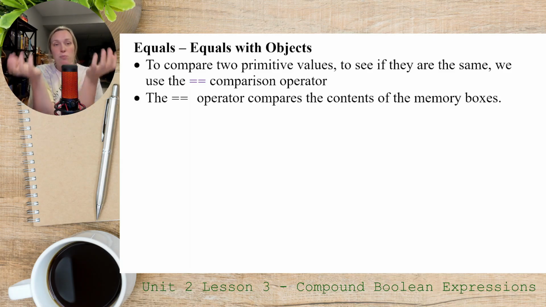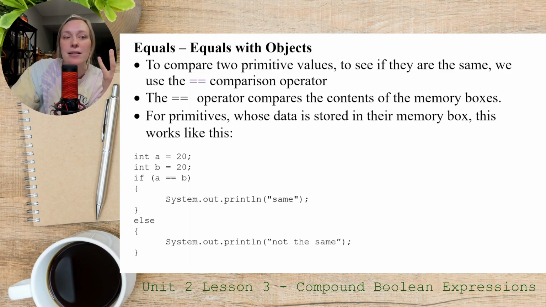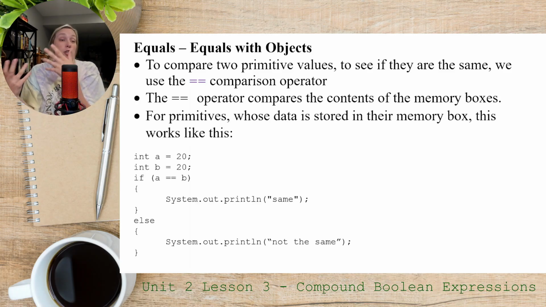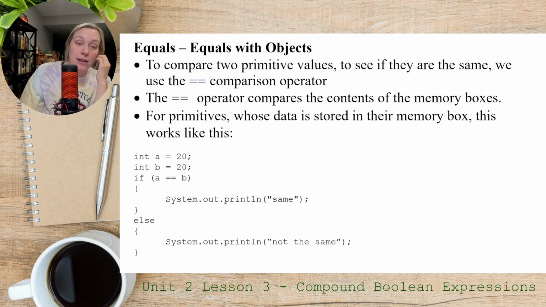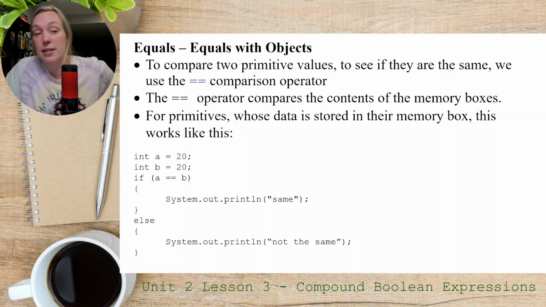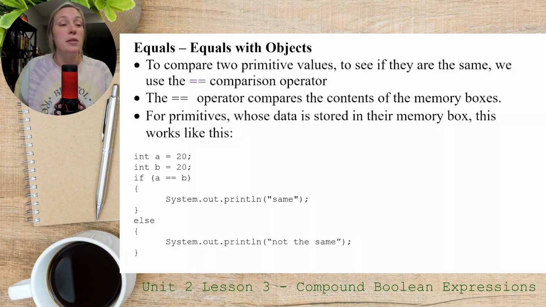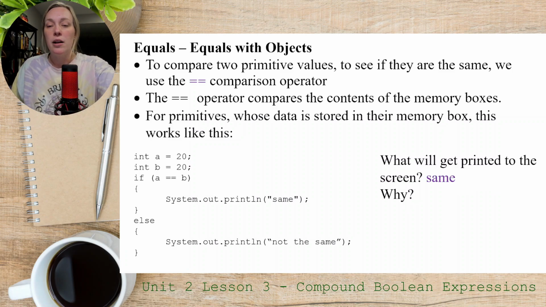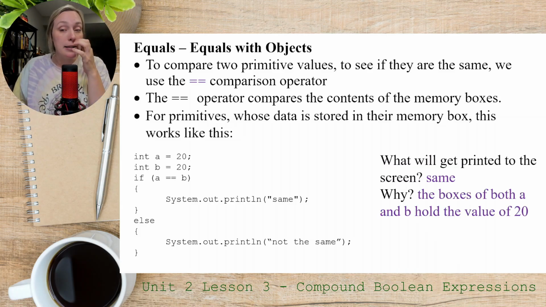So if you compare two primitives, then perfect. You're comparing the contents to determine if they're the same, okay? So it works like this, right? They're the same, they're not the same, and it works as expected, basically. So if A equals B, they are the same, else not the same. So in this small code segment, you would print off same. Okay. Why? Because the boxes of both A and B hold the value of 20.